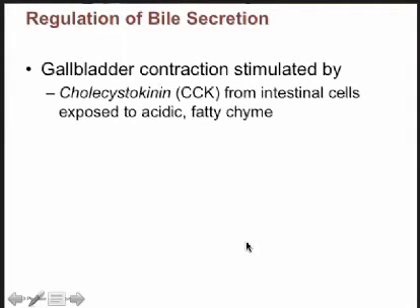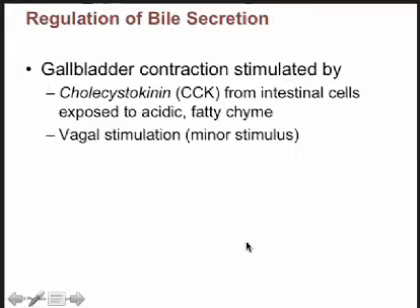Gallbladder contraction is stimulated by CCK, which comes from intestinal cells that have been exposed to the acidic fatty chyme. Vagal stimulation is also a minor stimulus. Remember that the vagus nerve, the parasympathetic division of the autonomic nervous system, has as one of its properties the stimulation of GI motility, the rest and digest division.